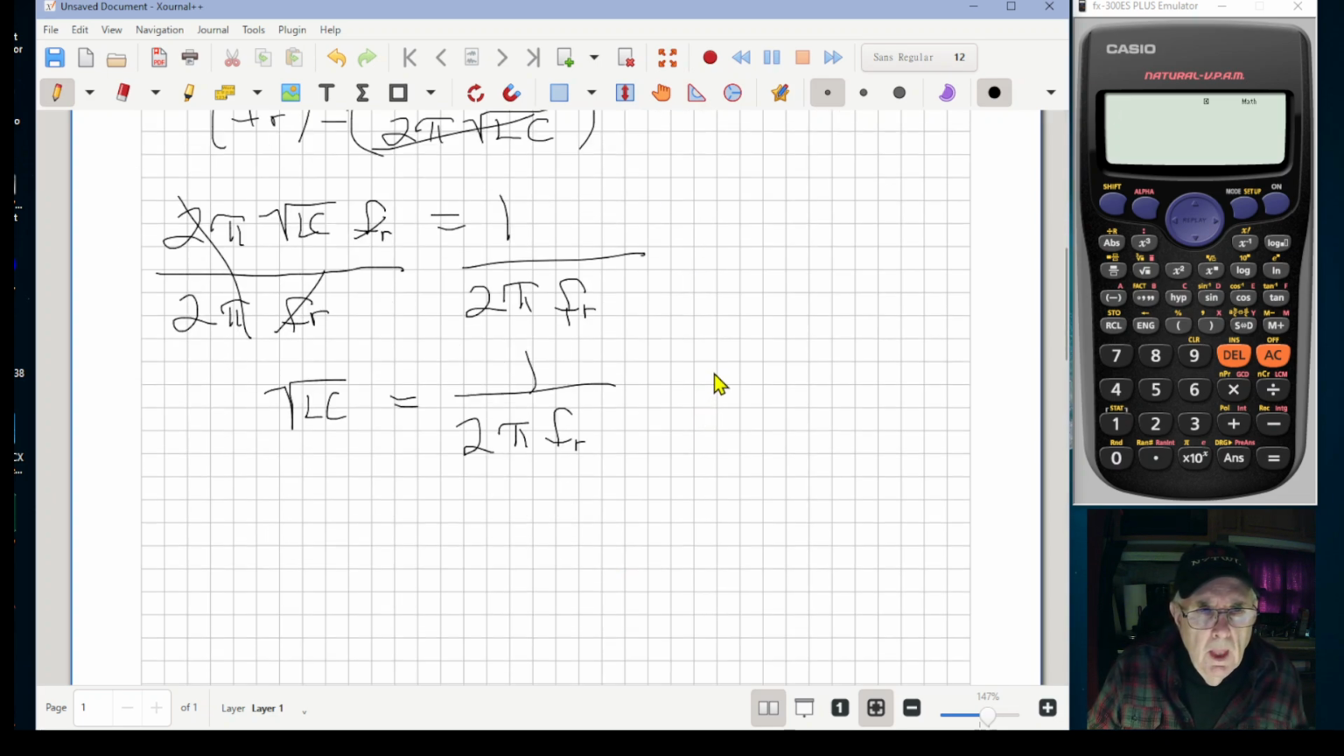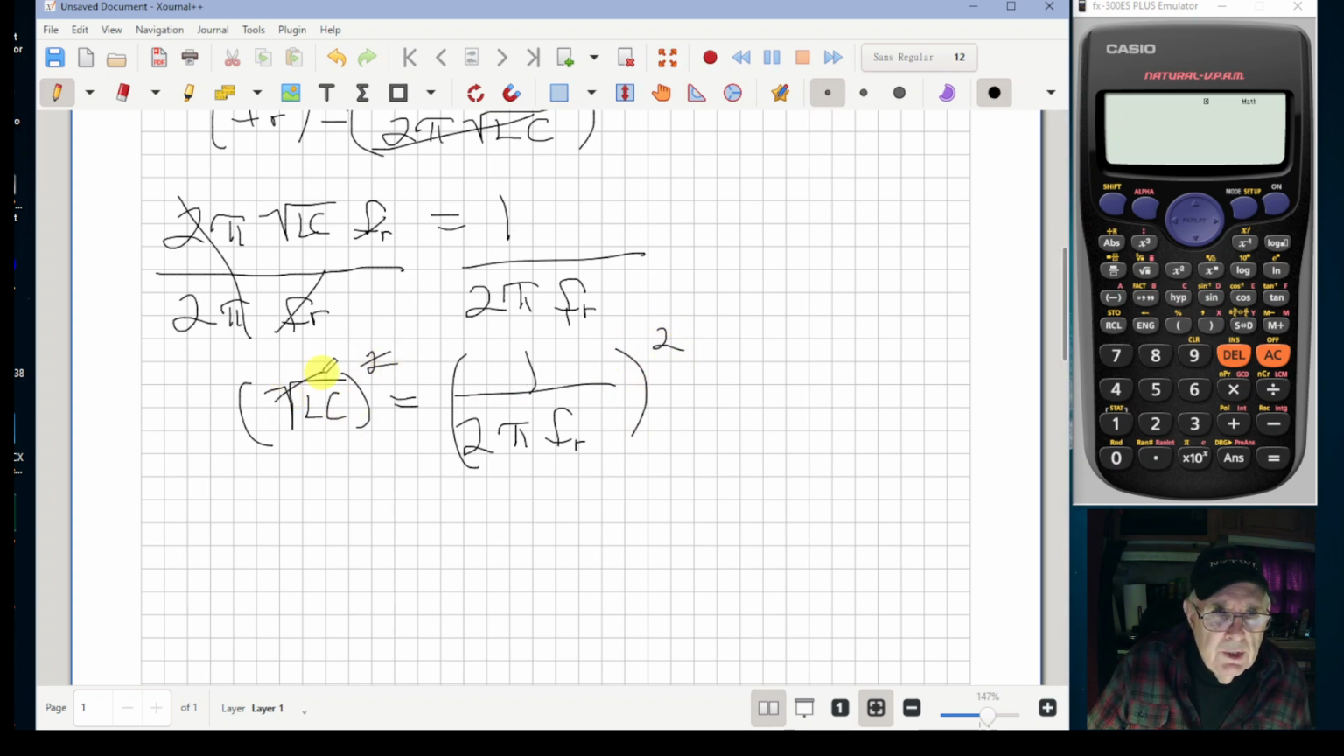All right. However, my variable of interest is still locked up underneath this radical, the square root sign. The way to get rid of a square root is to square. Squaring is the opposite of taking the square root, or square root is the opposite of doing the square. So if I square this, and of course I have to do that to both sides, this cancels this out, and I'm left with LC equal to the quantity of 1 over 2 pi resonant frequency squared.